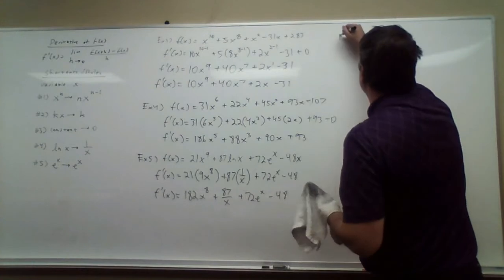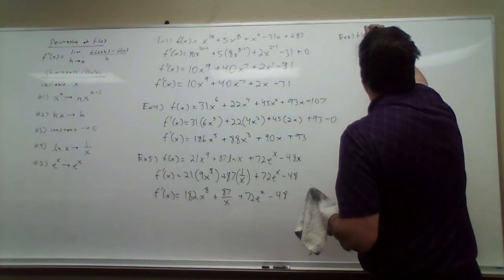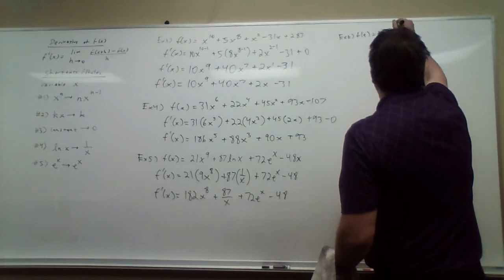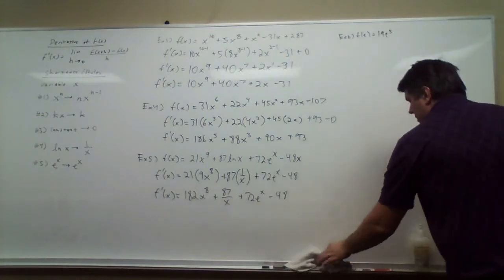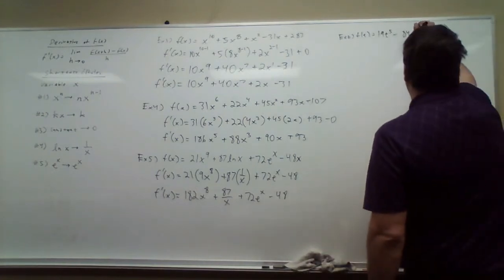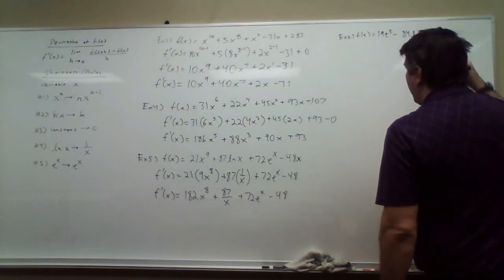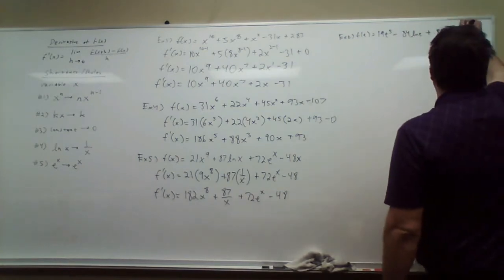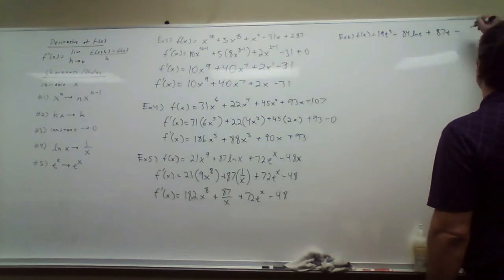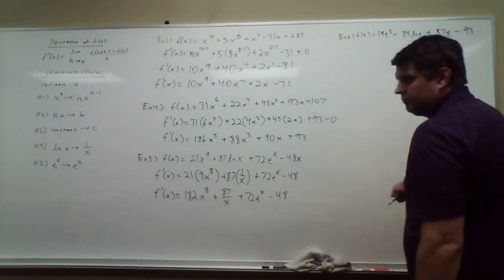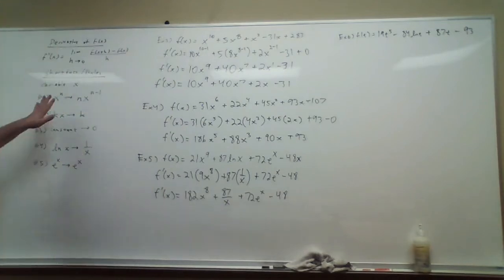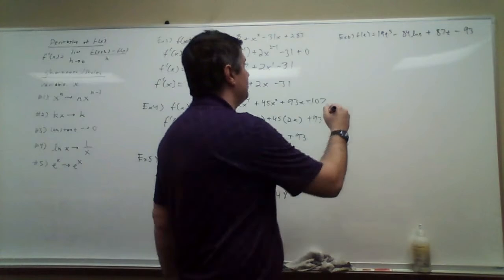Okay, example 6, f of t is 19 t to the 5th minus 84 natural log of t plus 87t minus 93. Okay? Now, because t is the variable, we're going to follow these rules for t. Okay? We're going to apply these rules to t.